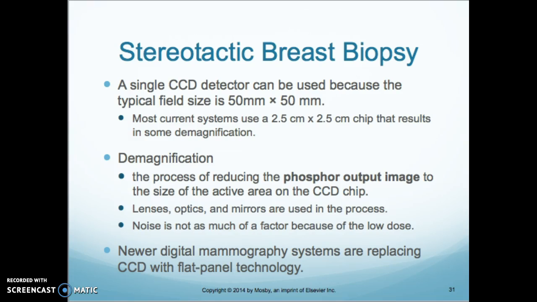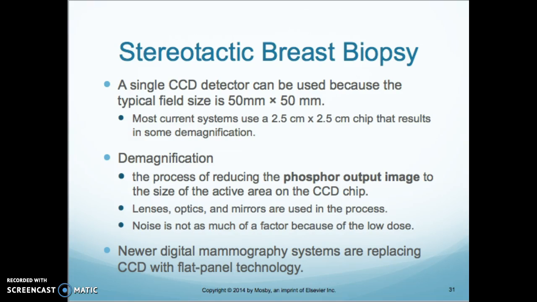A single detector can be used because of the typical field size of 50 by 50. This is stereotactic. Most current systems use a 2.5 by 2.5 centimeter chip. It results in some demagnification. So what is demagnification? It's the process of reducing the phosphor output image to the size of the active area on the CCD chip. Lenses, optics, and mirrors are used in this process.